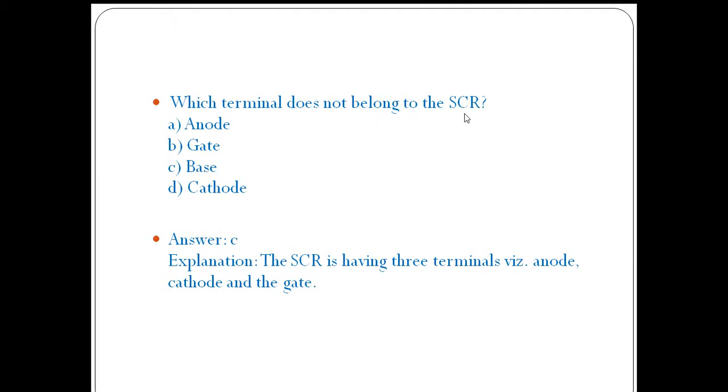Which terminal does not belong to SCR? Anode, gate, base, cathode. SCR is mainly a three terminal device: anode, cathode, gate. Base is not there; it is in the transistor. So option C is the correct answer. Base does not belong to SCR. SCR has three terminals: anode, cathode, gate. Your answer is C.